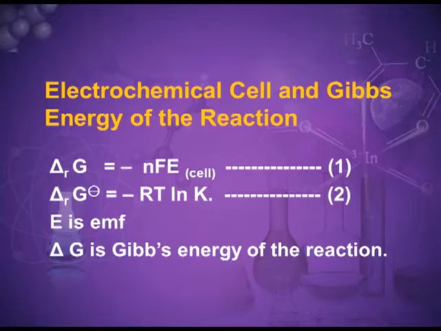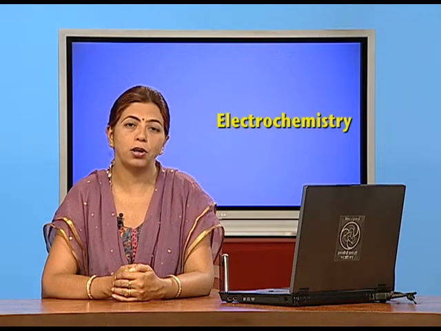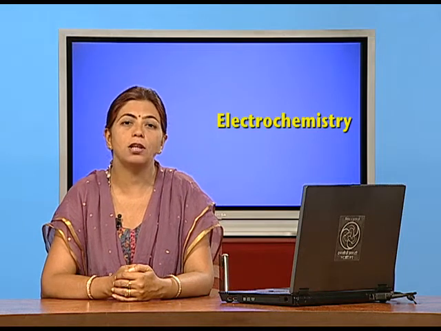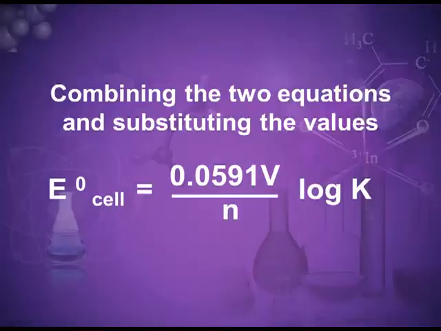E is EMF, delta G is Gibbs energy of the reaction. Combining equation 1 and 2, we can correlate the cell potential and equilibrium constant. Let's see. E naught cell is equal to 0.0591 volts upon n log K, where K is the equilibrium constant and n is again the number of electrons lost or gained.